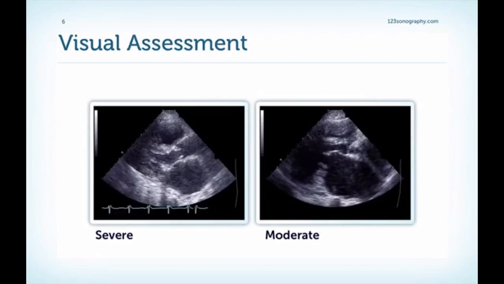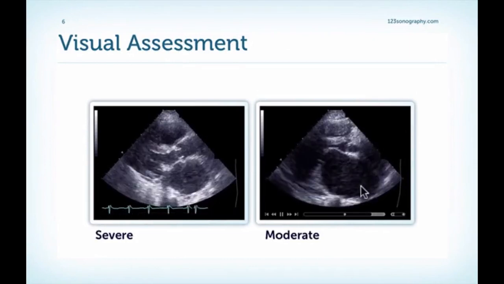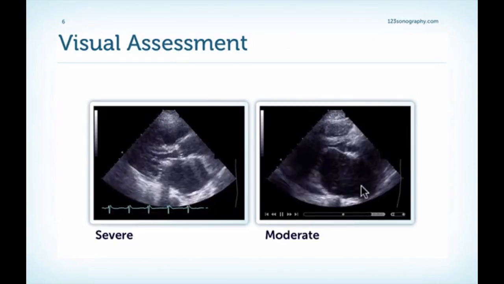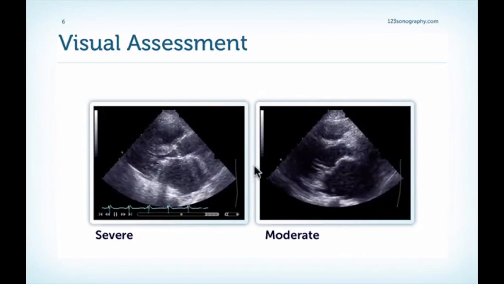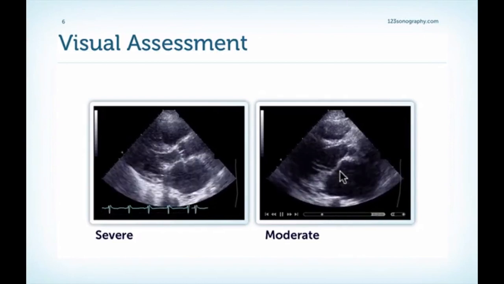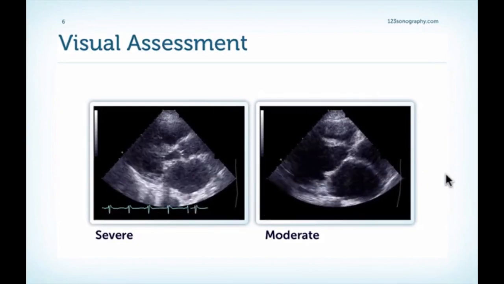Here's another example. On the left hand side, a patient with severe mitral stenosis, and on the right hand side, moderate mitral stenosis. Note that we're not even able to see separation here, while we see a distinct separation here in this patient. So the 2D image does help you in a way.